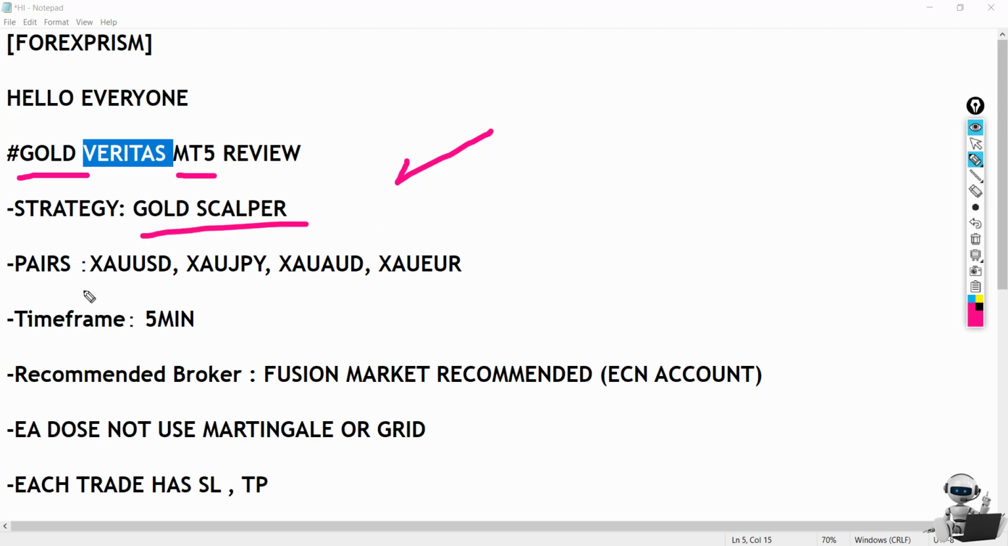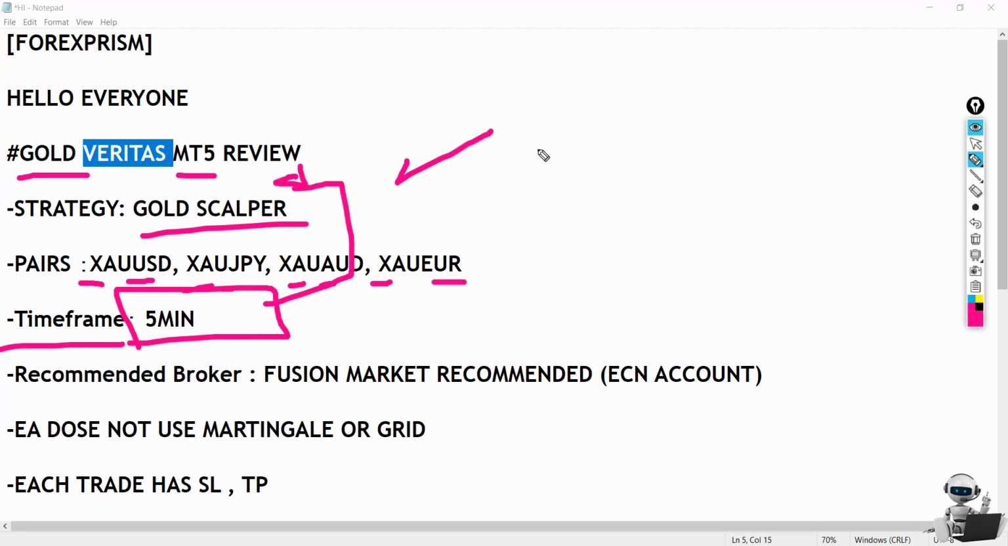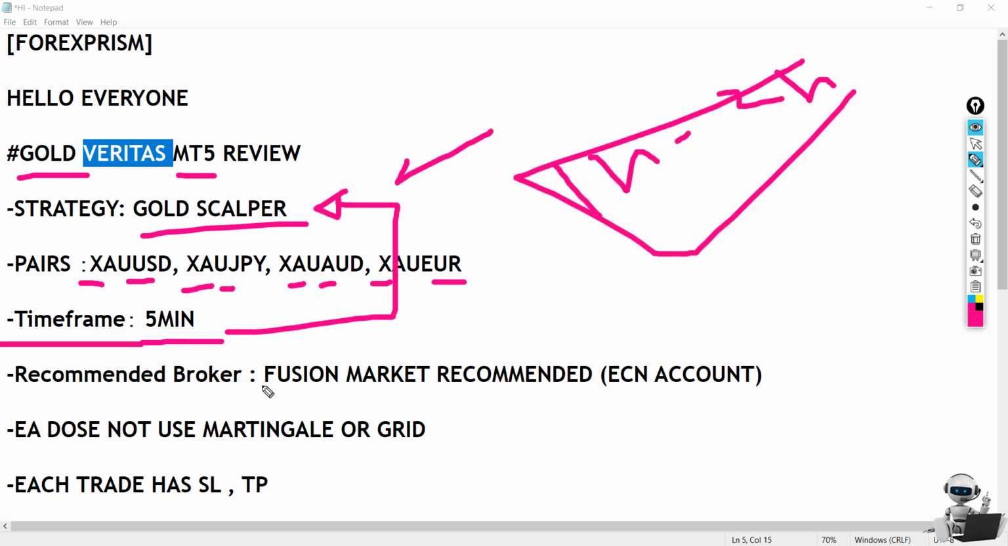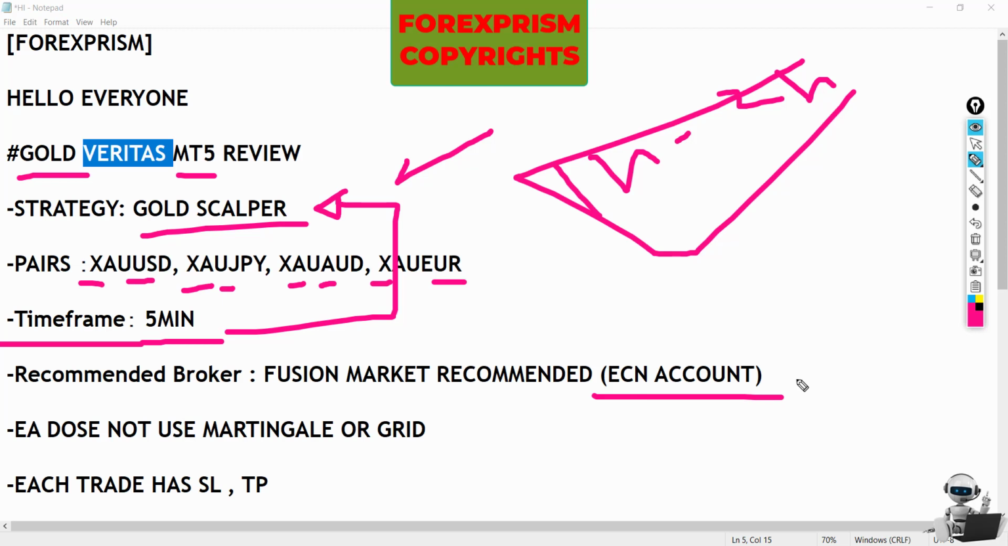So the pairs it only trades on are gold: gold US dollar, gold JPY, gold Australian dollar, and gold euro. And the time frame for this EA is the 5-minute time frame because this is a scalper EA. It only holds trades from 1 hour to 2 hours only. Recommended broker: this EA requires an ECN account and low spread on gold.